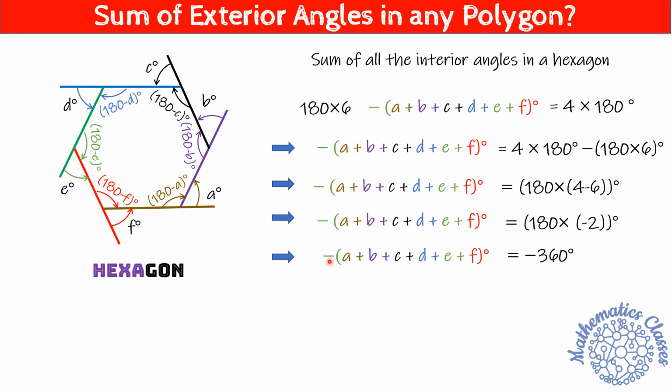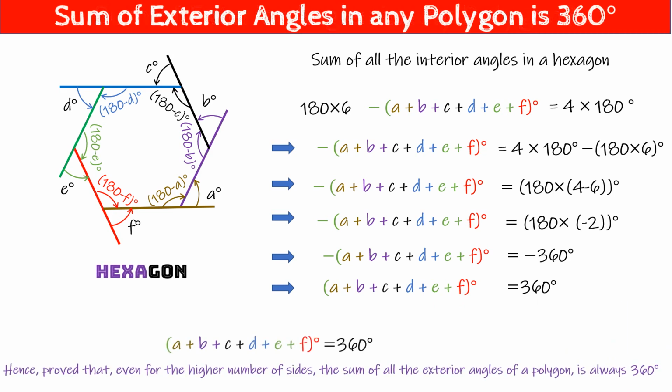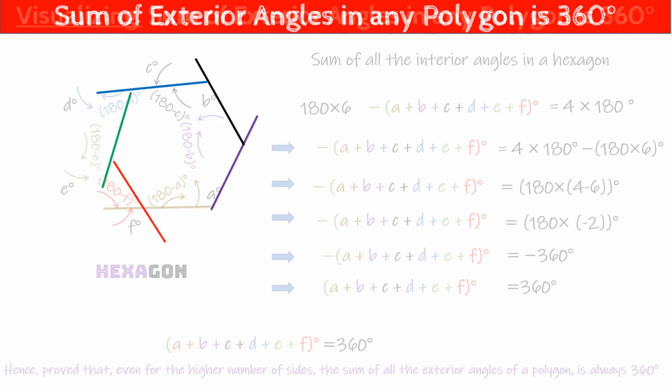From the LHS and RHS, we can cancel this minus sign. Hence, we get the sum of all the exterior angles of the polygon as 360 degrees. We figured this out by manipulating algebraically. Hence, proved that even for a higher number of sides, the sum of all the exterior angles of a polygon is always 360 degrees.